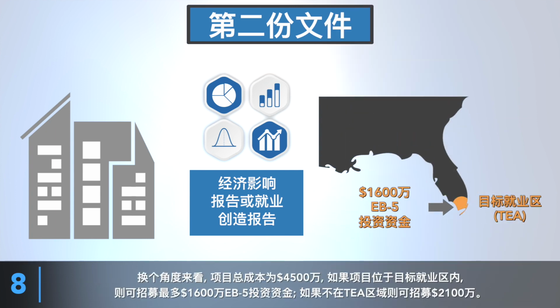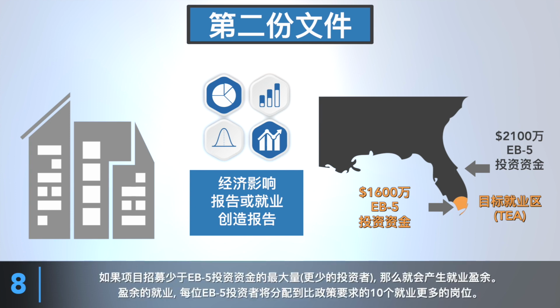Looking at this from a different perspective, the project, which costs a total of $45 million, can take on a maximum of $16 million of EB-5 investment capital if it is in a TEA, or $21 million if it is not in a TEA.